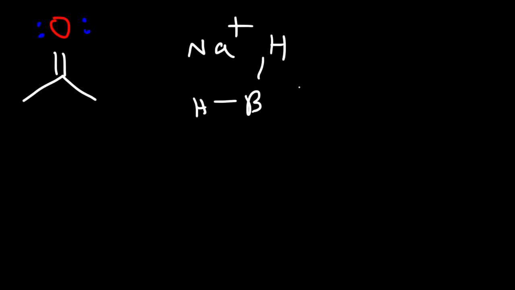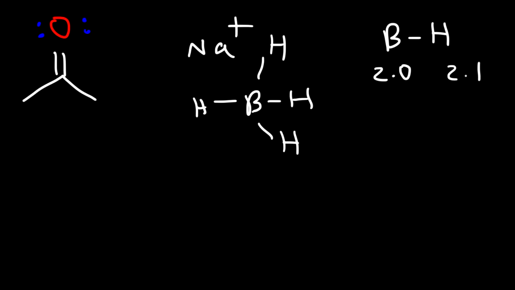So here we have a ketone, and we're going to react it with sodium borohydride. The sodium ion has a positive charge, and boron has a negative formal charge because it's attached to 4 hydrogen atoms. And hydrogen is more electronegative than boron. Boron has an electronegativity value of approximately 2.0, and for hydrogen it's 2.1. So therefore, hydrogen is slightly more electronegative than boron. Therefore, it has a partial negative charge.